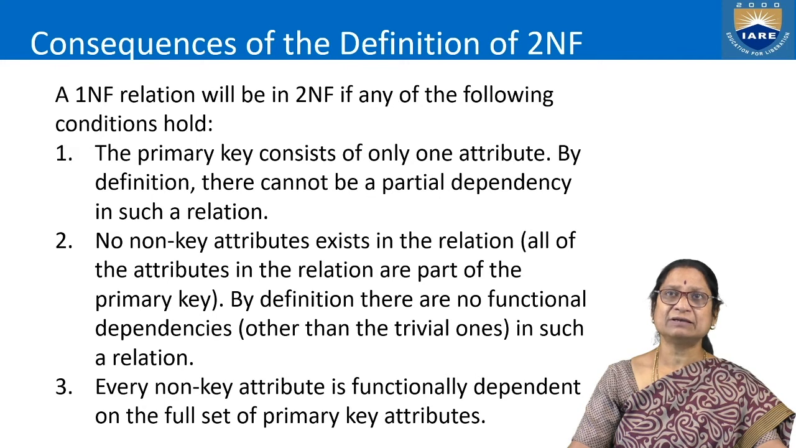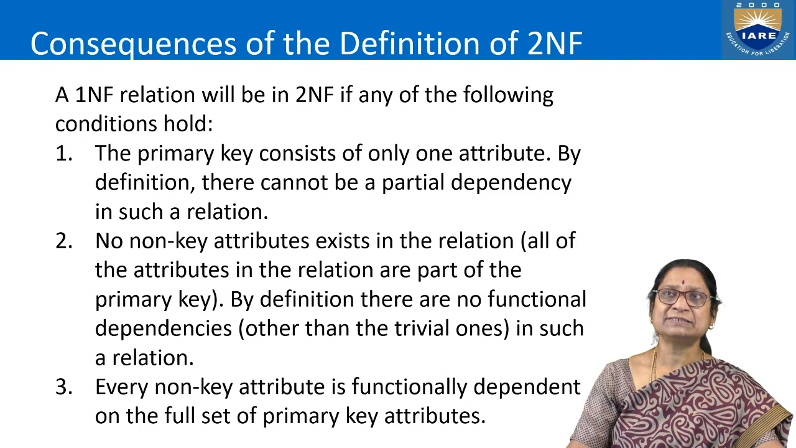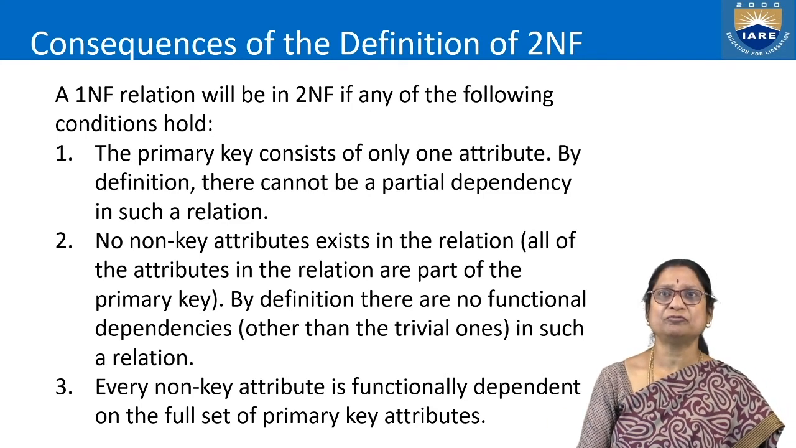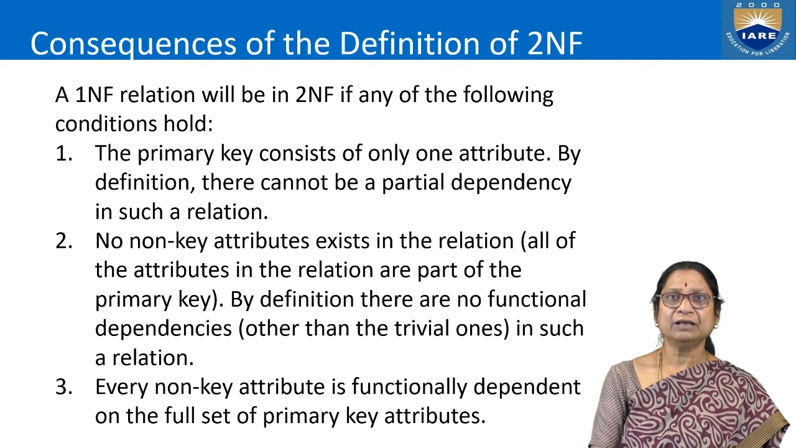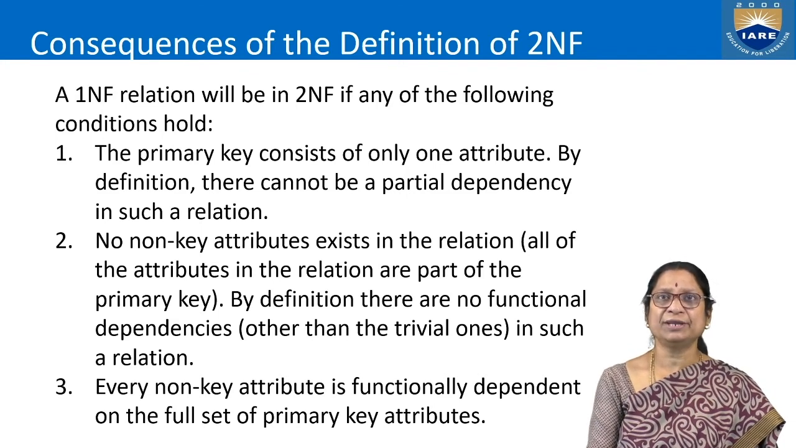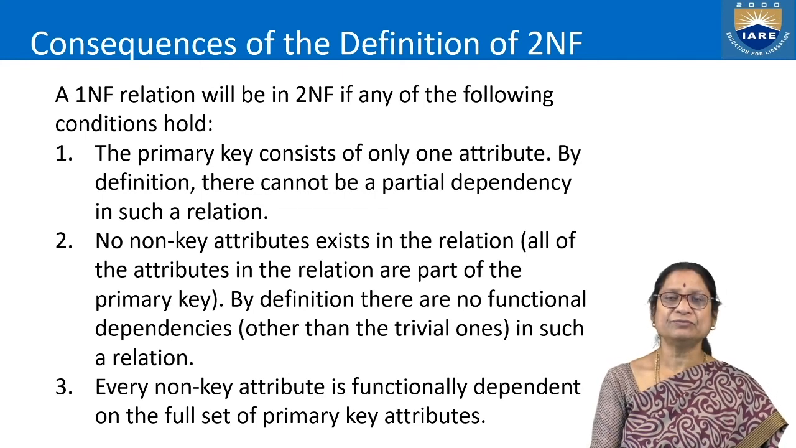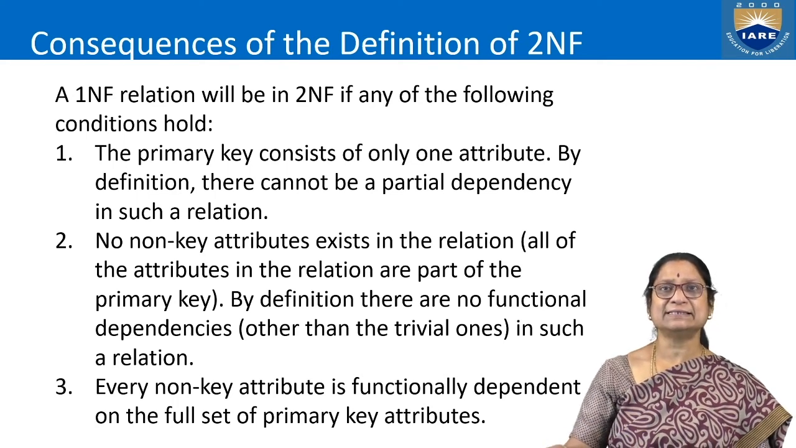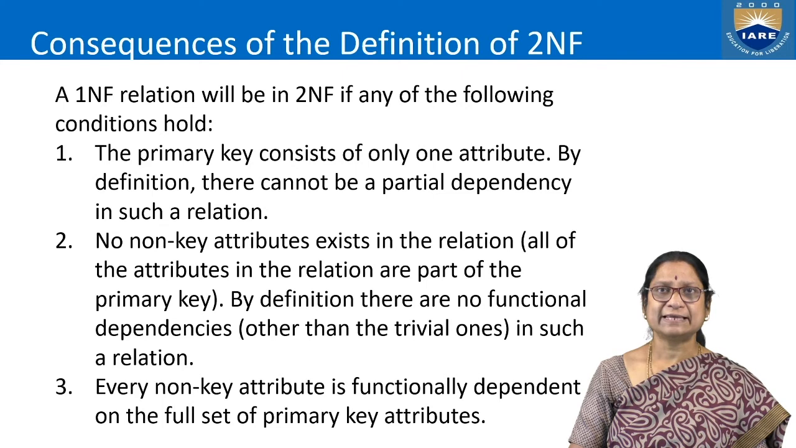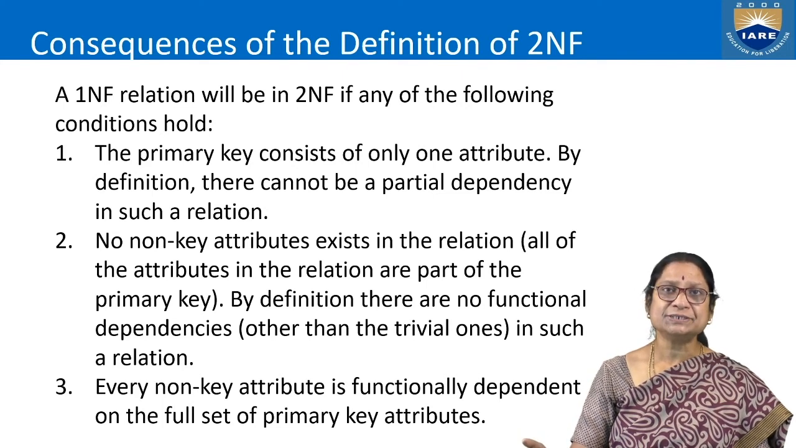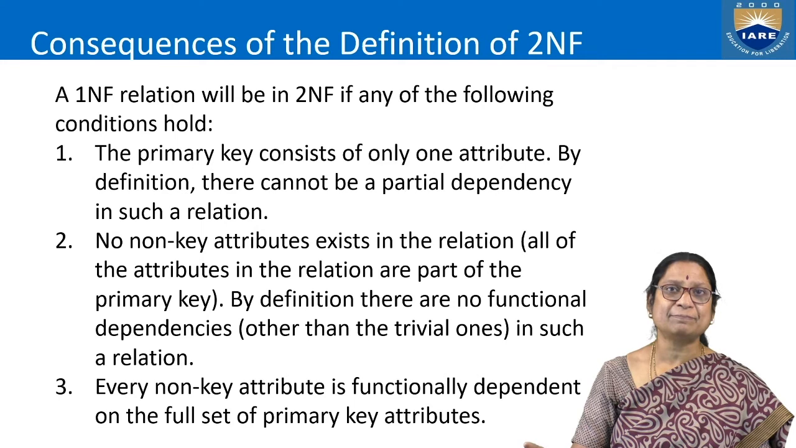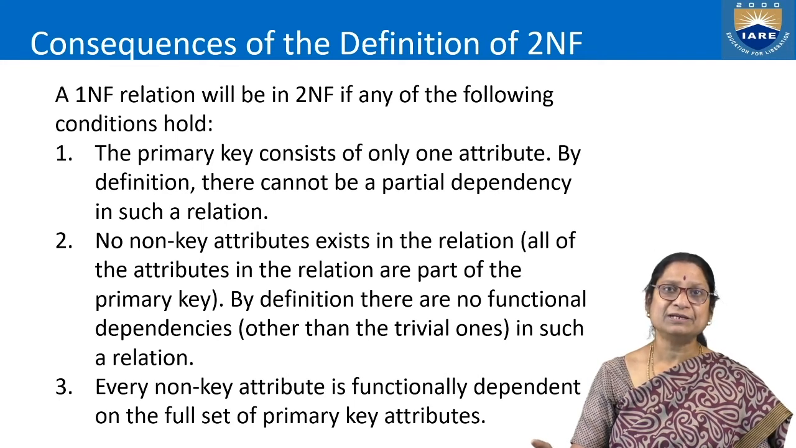Because of this second normal form definition, we will get relation schemas which will satisfy the following properties. The consequences of 2NF are that the primary key consists of only one attribute. Most of the time, the primary key consists of only one attribute. There cannot be partial dependencies in such relations, as I explained already. So remember, if a relation schema has only one attribute as a primary key, there is no possibility of partial dependency existing.